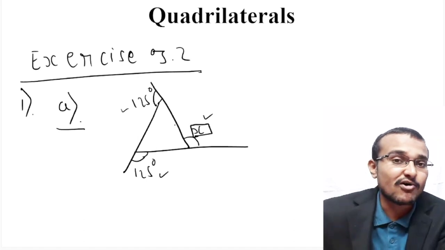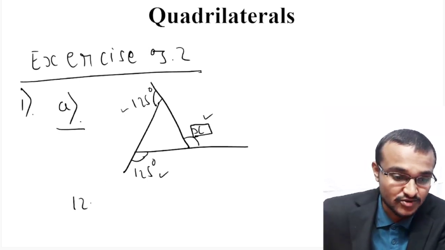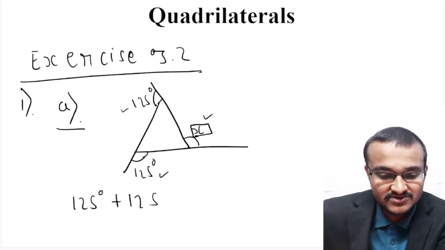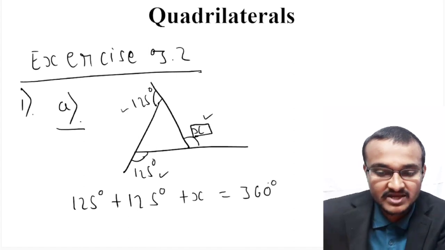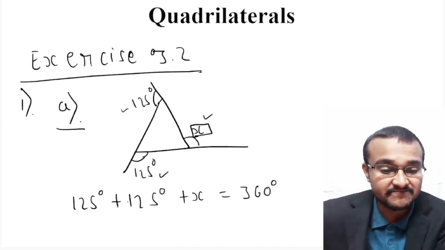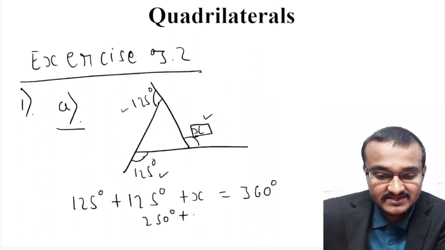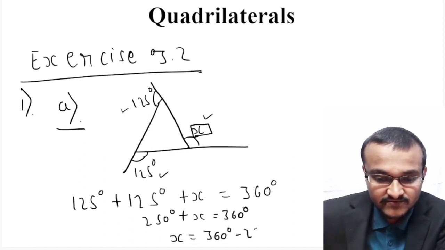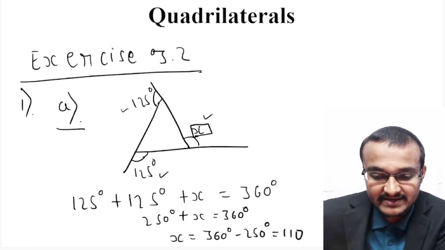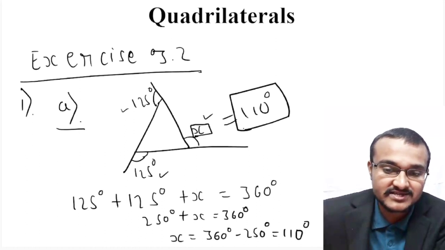You know that the sum of all exterior angles of any polygon will be equal to 360 degrees. So according to that property, we can take 125 degrees plus 125 degrees plus X equal to 360 degrees. Now you can add 125 and 125, it will be 250. So 250 degrees plus X is equal to 360 degrees. Now you can take this 250 degrees to the RHS, it will become minus 250 degrees. So 360 degrees minus 250 degrees will be 110 degrees. So the answer for this X will be 110 degrees. So the answer for this A question is 110 degrees.